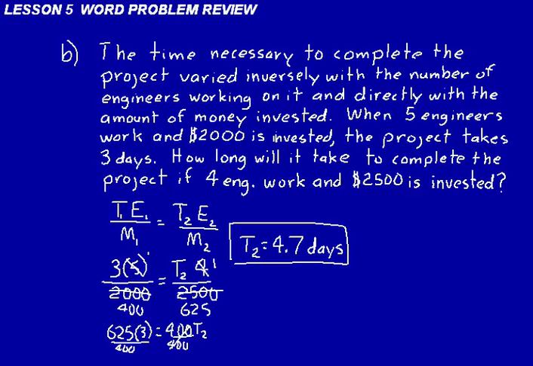And then it varies directly with the amount of money invested. So as the amount of money invested increases, the time has to increase as well in order for that ratio to stay constant. And so again, that says our time should increase, and it did. We had 4.7 days, so that does make sense. That helps us understand that our answer made sense there.